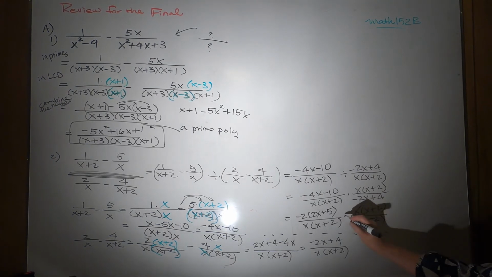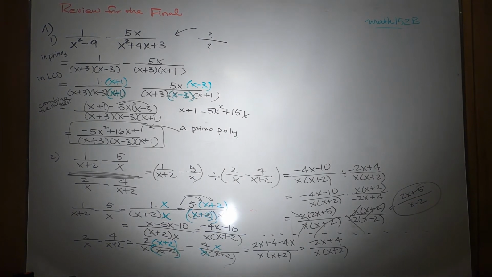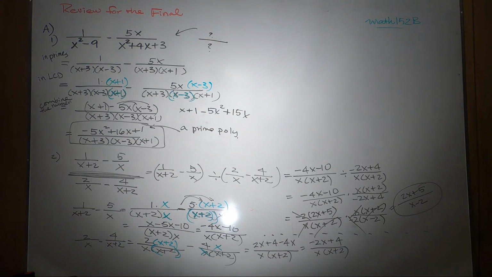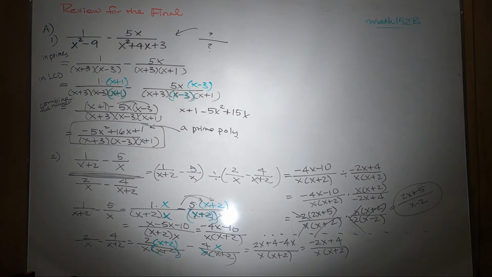Now we can cross cancel the x plus 2. Anything else? Yes, negative 2 can cross out. Then what do we have? That would be 2x plus 5 over x minus 2, right? That's how we do complex fractions. So in one complex fraction question, you will have what? Add, subtract, multiply, and divide. Everything in there for you to simplify and practice. Okay?